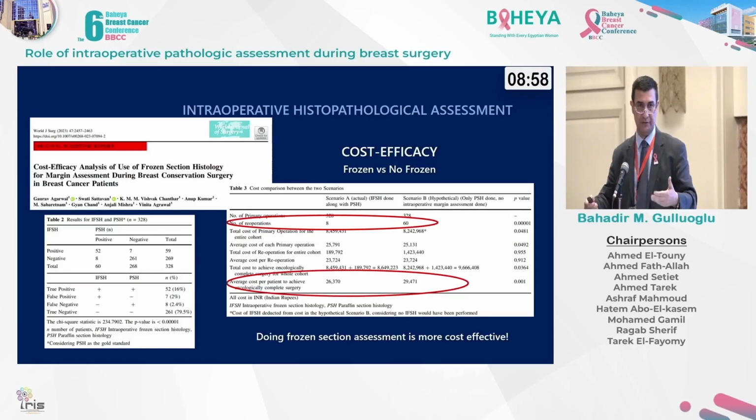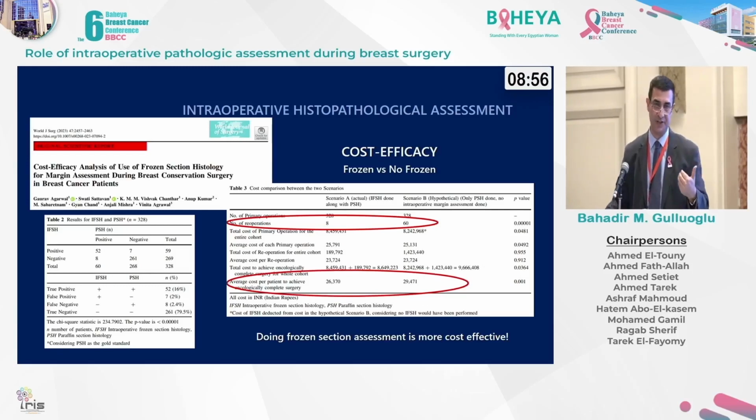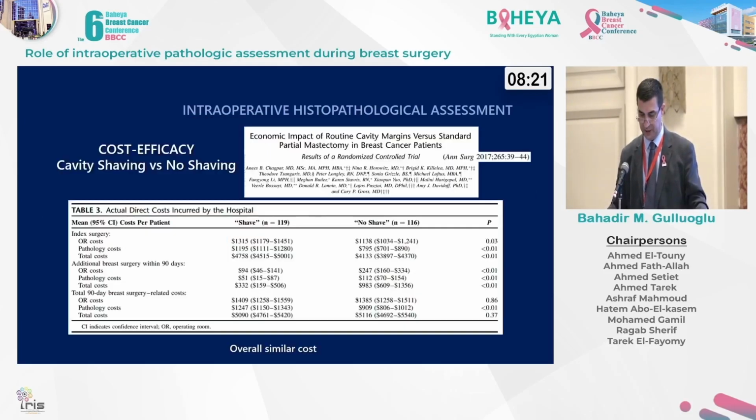in the beginning, because if you're doing a frozen section, you may prevent some reoperations, as I showed you. The study from India, as you can see here, showed definitive cost efficiency from the frozen section, because you prevent some unnecessary extra operations, although the frozen section has an extra cost for each patient. But they prevented nearly 50 patients out of 800 patients. So this means that they reduced the cost of the reoperation in contrast to the cost of frozen section for all patients. Again, cavity shaving and no cavity shaving have a similar cost.